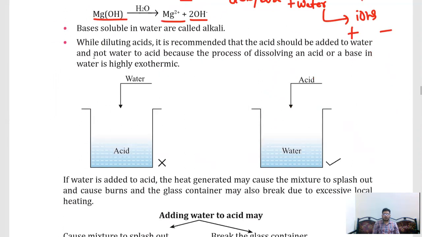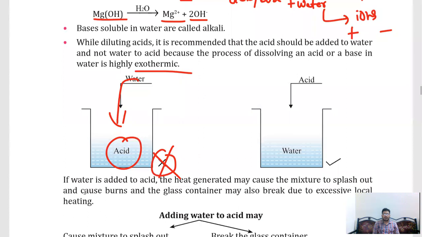So what we have to do while diluting an acid, it is recommended that acid should be added to water, not water to acid. If you add water to acid, that is absolutely wrong, because the process of dissolving an acid or base is highly exothermic. Exothermic means, as we learned in chapter 1, heat energy is produced.